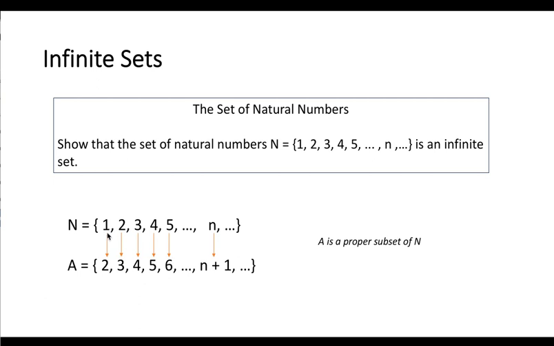Because every element in n is paired with an element in A, we have now shown that n is an infinite set. A is a proper subset of n, and we have paired every term in n with A. Therefore, n must be infinite.